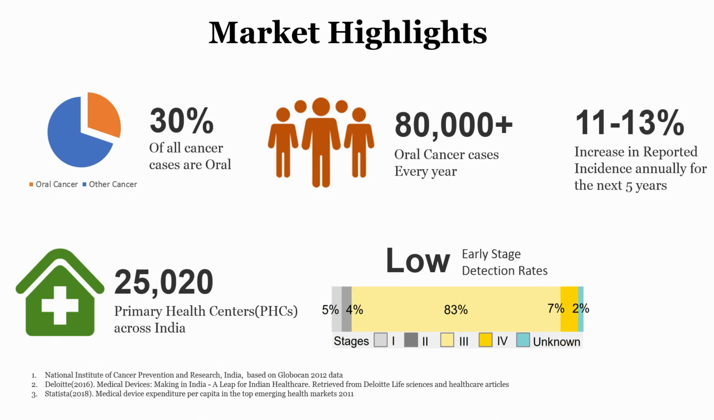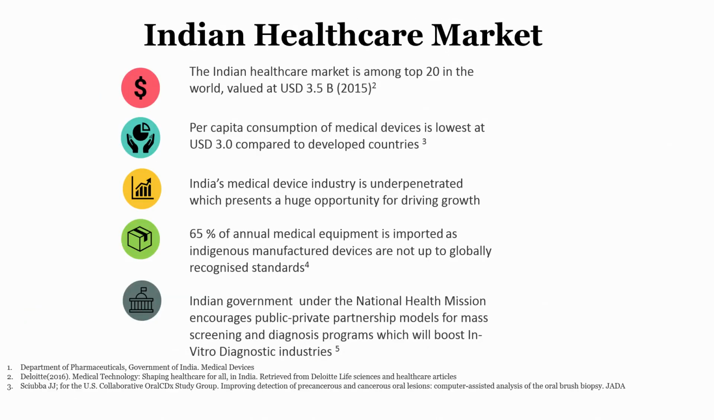And when you look at early stage detection rates, stages 1 and 2 are only about 9%, while stage 3 is about 83%, and stage 4 is about 7%. So, you see, we have to bring this value down to bring this value up, that is the interest. Can we diagnose cancer at early stages? So, what to do?